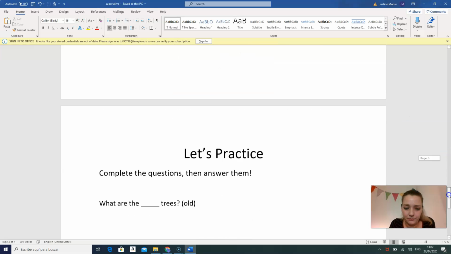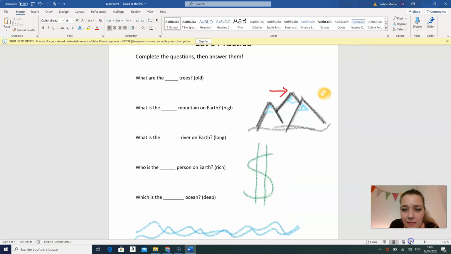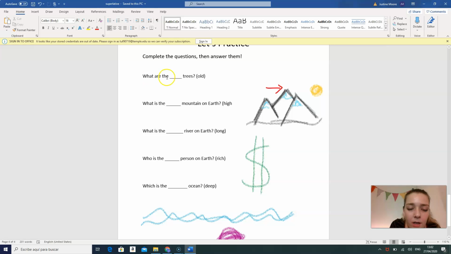So now let's practice. You need to complete the questions, then answer them. So we have what are the, and then we have old. So the question is, what are the oldest trees? Now, I am not sure of the answer, but I believe the oldest trees are Joshua trees. I know Joshua trees in California on the West Coast can be hundreds and hundreds, thousands of years old. If you think there are other trees that are older than Joshua trees, let me know. What is the oldest tree? I think the oldest tree are Joshua trees. Joshua trees are a type of tree, just like a maple, a chestnut, oak.